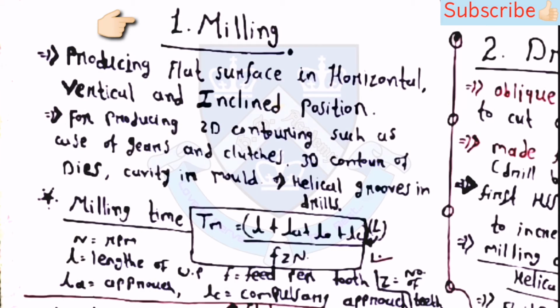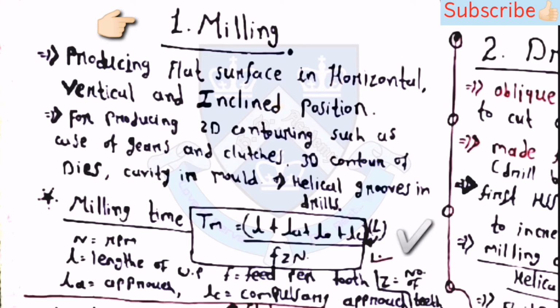As you can see here, the milling operation is used for producing flat surfaces in horizontal, vertical and inclined positions, for producing 2D contouring such as in the case of gears and clutches, and 3D contours of dies and cavities in molds. Helical grooves in drills are also made using the milling operation.